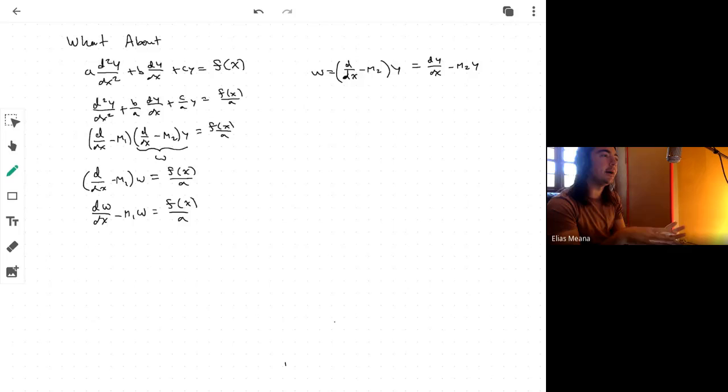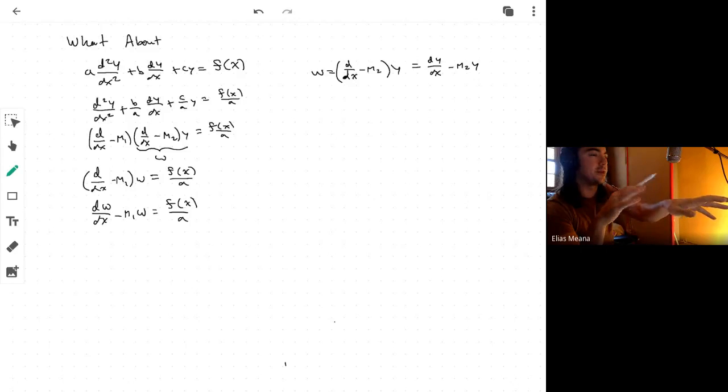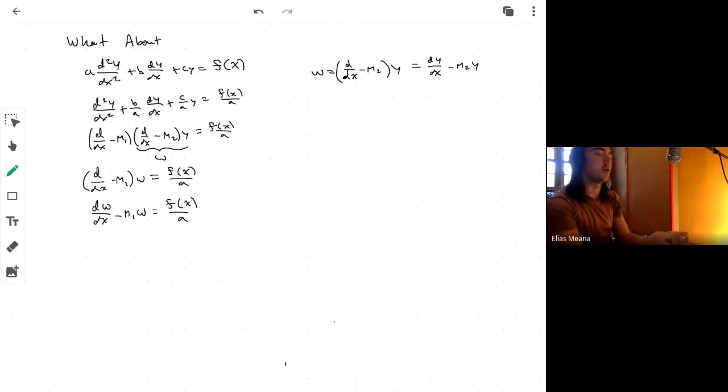But to give you an idea of how the general solution would work, you would do this. You would say omega has a solution something along the lines of the integral of f of x over a times e to the minus m1 x, divided by some e to the x term. And then you'd say the same thing for y, but it's got an integral in the differential equation. You have to do a double integral, and so on and so forth. So you could do the general solution. We are not going to do the general solution.